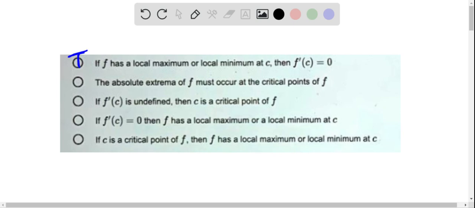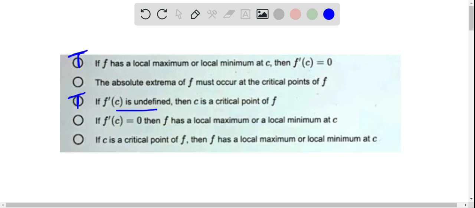If f prime of c is undefined, then c is a critical point of f. Yes, this is true because we say that c is a critical point of f whenever the first derivative is 0 or it's undefined. So we say that this statement is also true. Now let's move to the next statement.